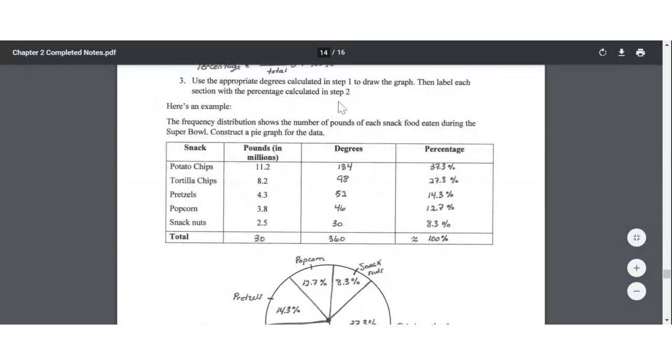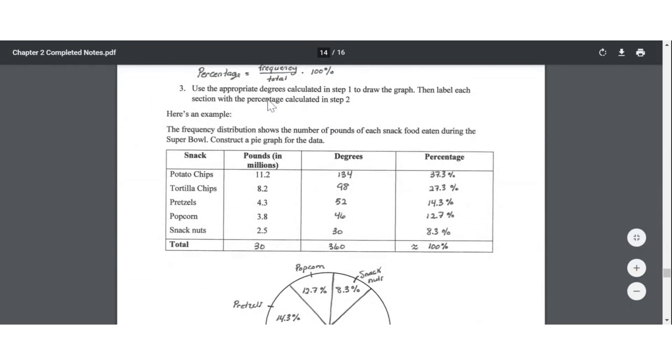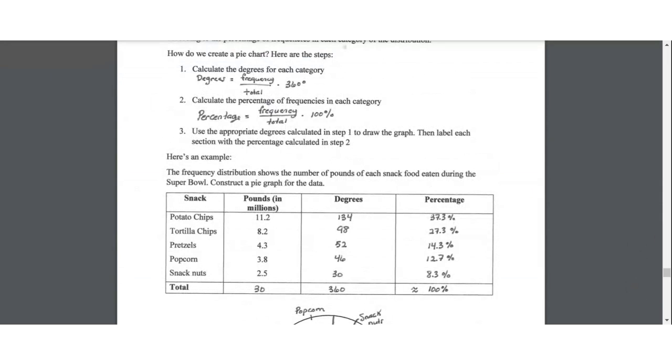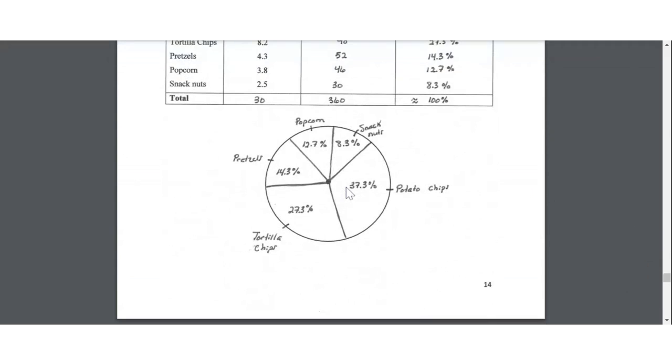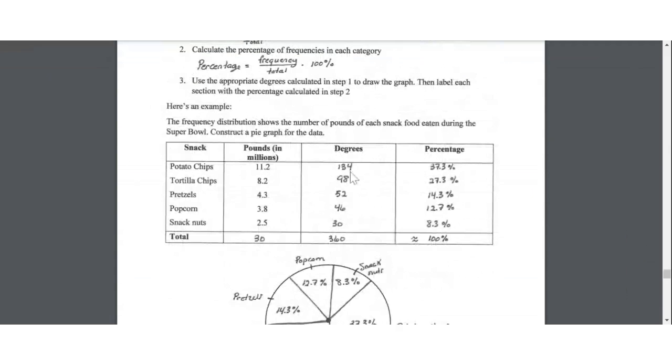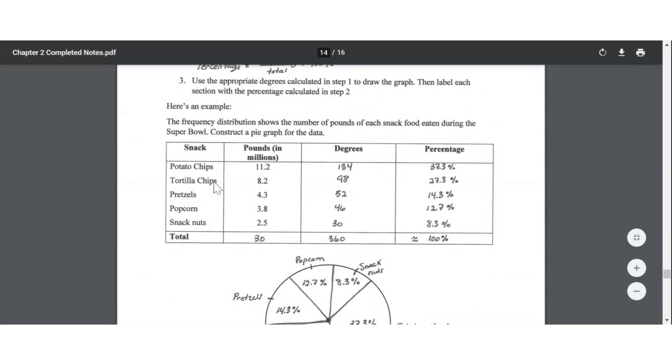So, the third step, use the appropriate degrees calculated in step 1 to draw the graph. And then we want to label each section with the corresponding percentage we found in step 2. Okay, so does that make sense? So to illustrate that, we want to look at an example. The frequency distribution shows the number of pounds of each snack food eaten during the Super Bowl. So construct a pie graph for this. What we first want to do is find how many degrees each category is going to take up.